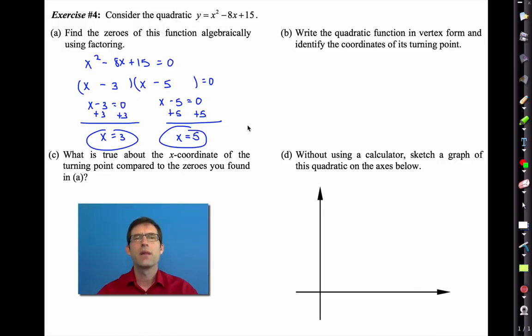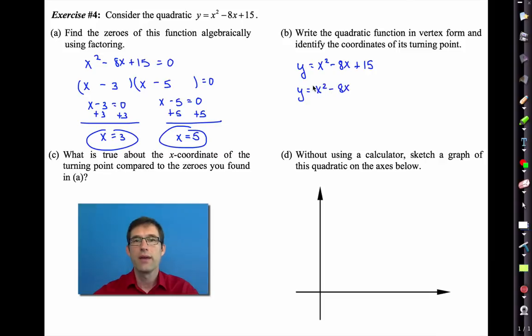All right, letter B takes us back a couple lessons. It says write the quadratic function in vertex form and identify the coordinates of its turning point. Now this is one of the easier ones because its leading coefficient is 1. We don't have to do any of that kind of crazy factoring before completing the square.